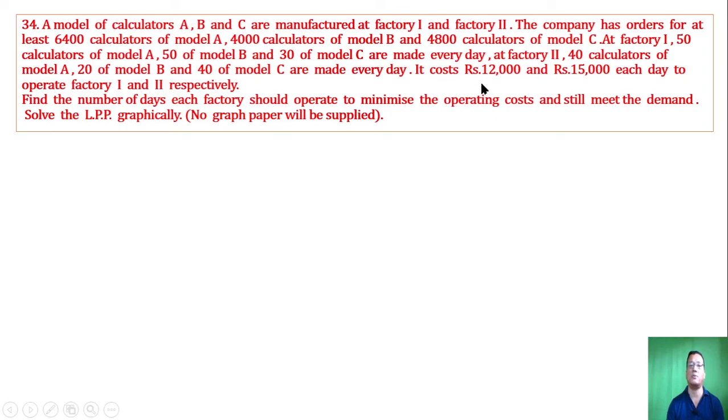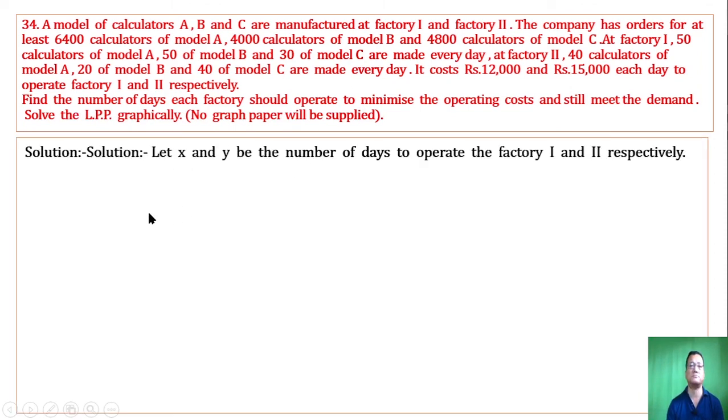It costs rupees 12,000 and rupees 15,000 each day to operate Factory 1 and 2 respectively. Find the number of days each factory should operate to minimize the operating cost and still meet the demand. Solve the LPP graphically. No graph paper will be supplied.